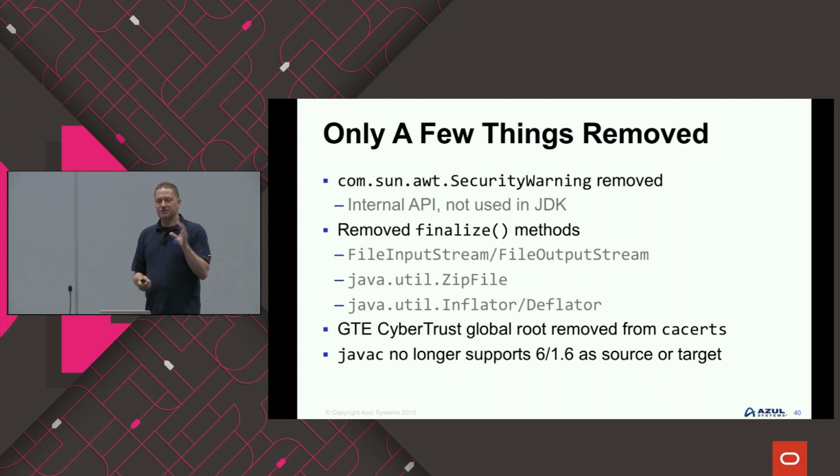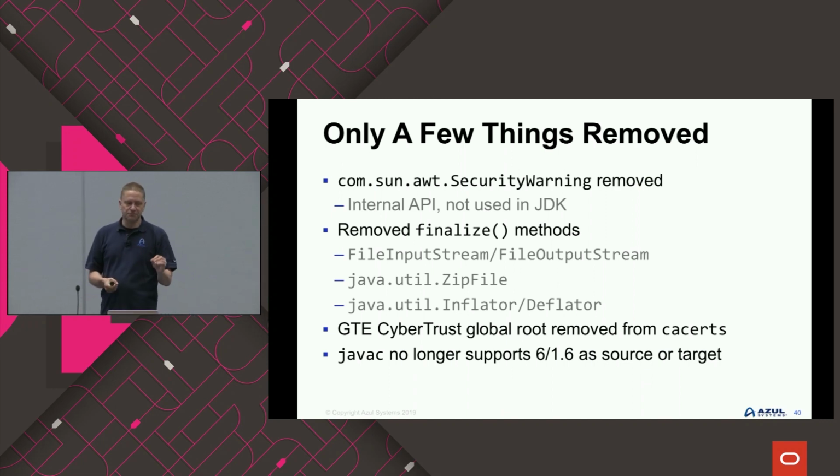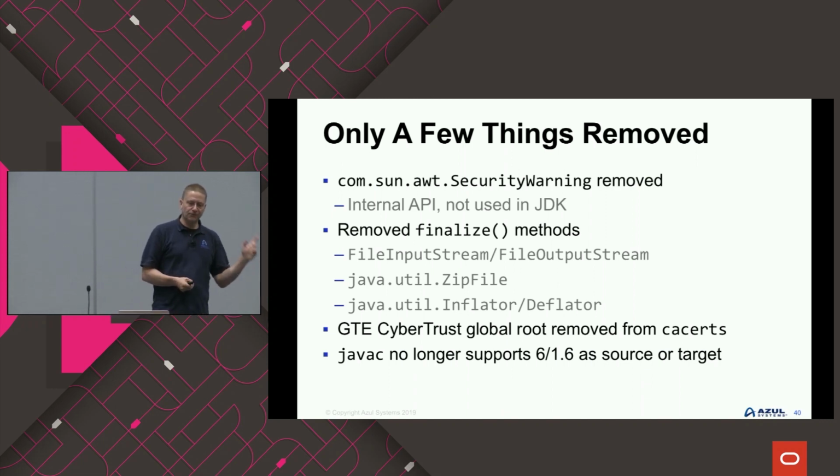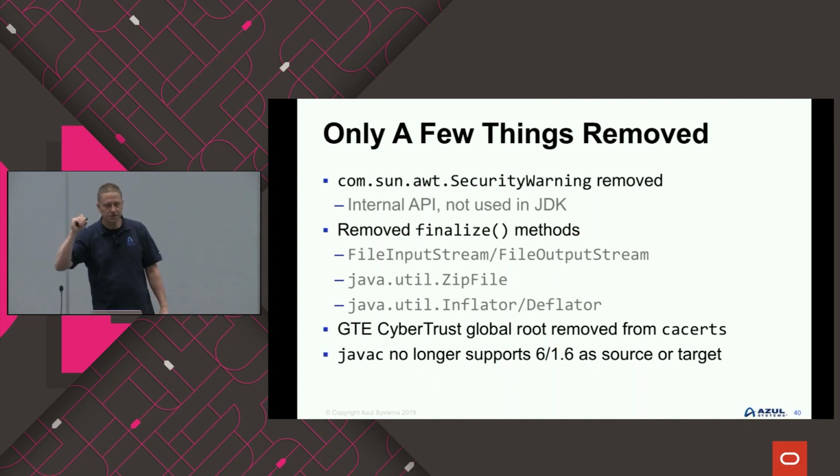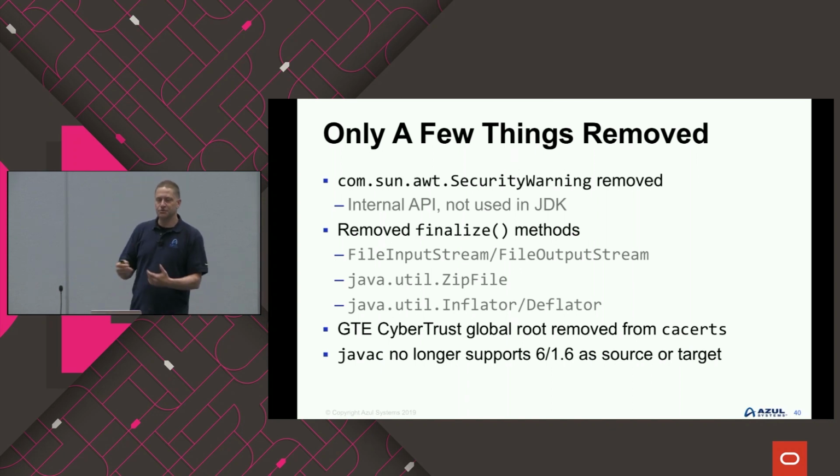One of the things they're trying to get away with is finalization or finalized methods. So those were removed from file input stream, file output stream, zip file, inflator, deflator. So they all went. And then also the global root certificate for GTE Cybertrust was removed from CA certs. And because they've moved up to the next version of Java, you can no longer use Javac in JDK 11 to generate code for Java 6. Probably a good thing, actually, that.